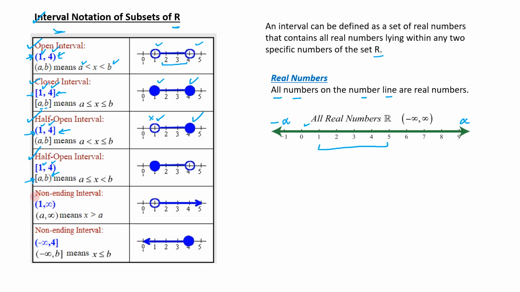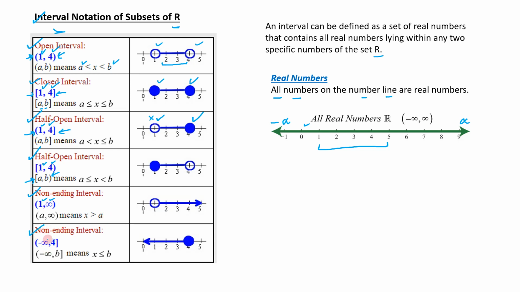We have another category, the non-ending interval. Here we have 1 and infinity. This interval means that we'll have to take all the numbers which are greater than 1 up to infinity. Here 1 is not shaded, which means we will not consider 1 in this interval. So all the numbers greater than 1 in this case will be taken as a subset of R. Here again we have a comma infinity, which means x is greater than a.